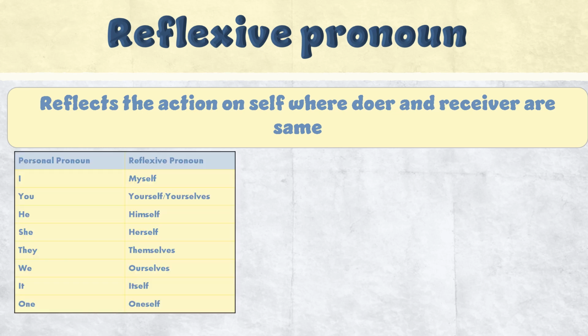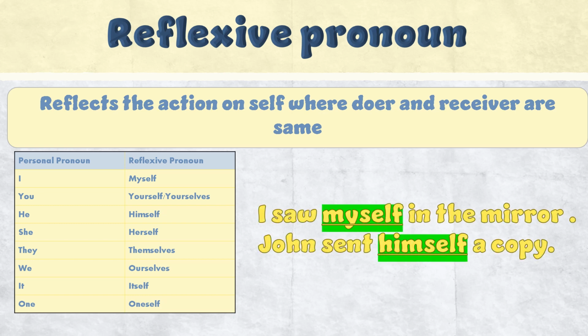For example, here is the personal pronoun list and its reflexive pronoun. The reflexive pronoun of I would be myself. She would be herself. And for it would be itself. For example, I saw myself in the mirror. John sent himself a copy. So, the doer and the receiver are the same. And the reflexive pronouns would be myself and himself.